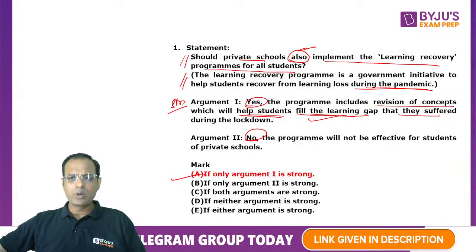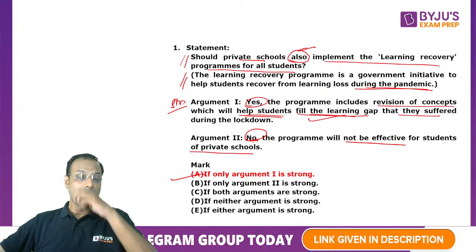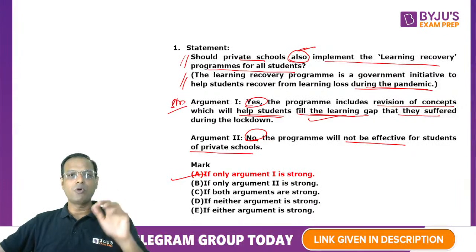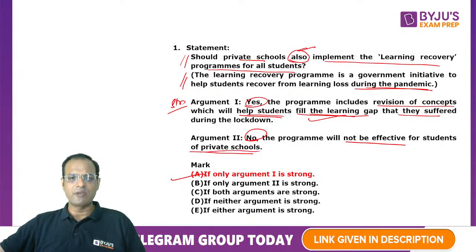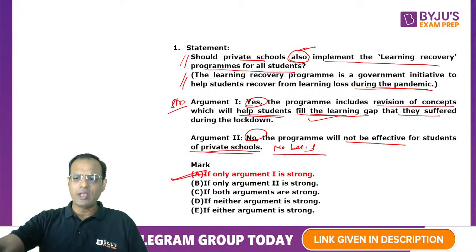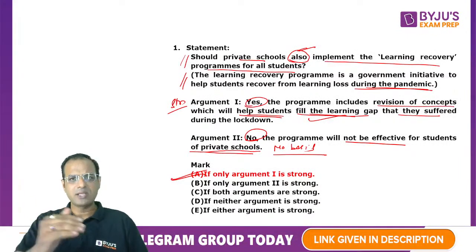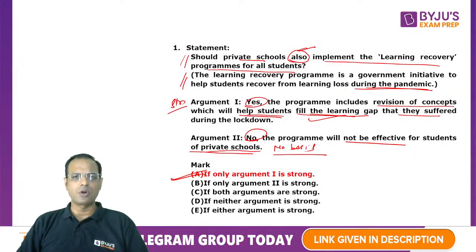No, the program will not be effective for students of private schools. Now, on what ground? The question is, on what ground can we say that it will not be effective for the students of private school? There is no basis to think that the program will not be effective. That is why 2 does not hold water. It is not effective. So we are going to go with A if only one is strong. And in this case, argument 1 is a very strong argument.